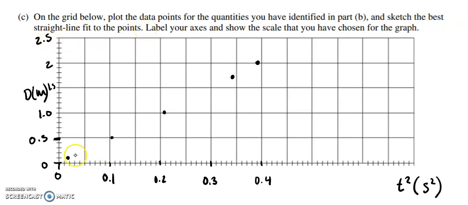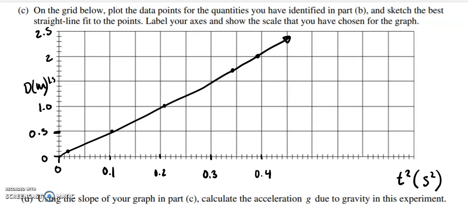Cool. Now let's go ahead and sketch the best straight fit line to the points. I'm going to go ahead and just draw a best fit line, and again, always use a ruler, or if you're on your computer, use Excel or some other program to find the best fit line. Cool. And again, for your best fit line, you want about the same number of points above and below your best fit line. Okay, so now let's go ahead and look at part D.